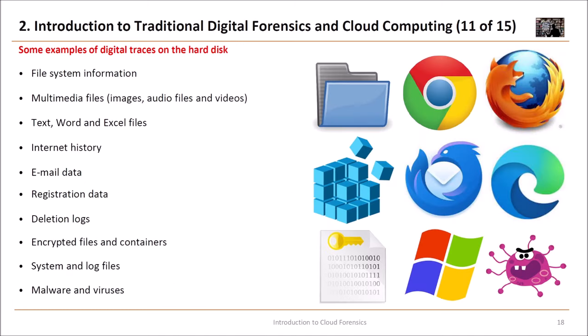Here are some examples of digital traces that you can find on the hard disk of a computer. You can find, of course, at first file system information. Then we can find multimedia files like images, audio files, and videos. You can find text, Word, and Excel files, internet history, email data, registration data from Windows, deletion logs. You can find encrypted files and containers, system and log files, and if the system was attacked by malware, of course, you can find malware and viruses.